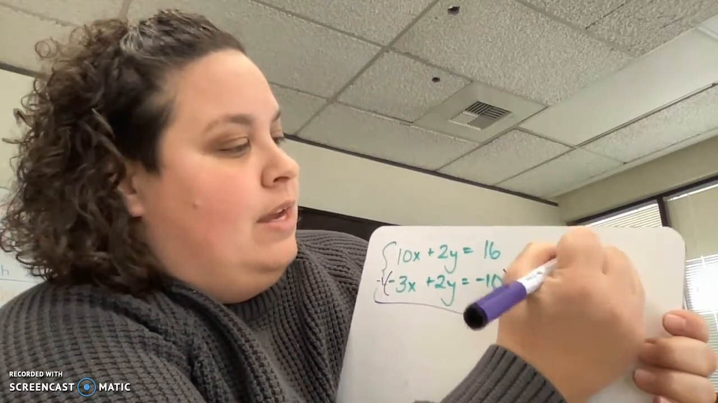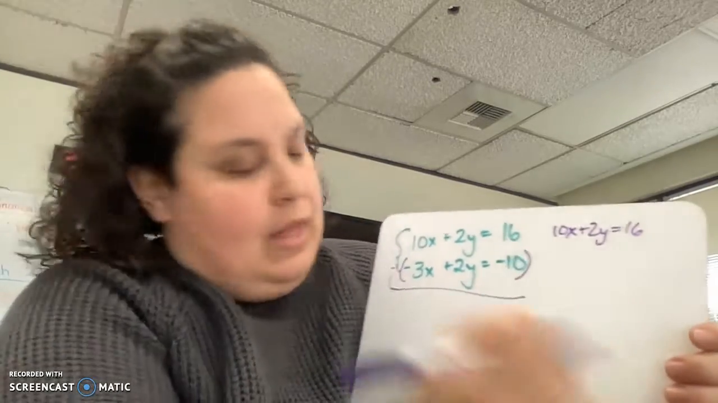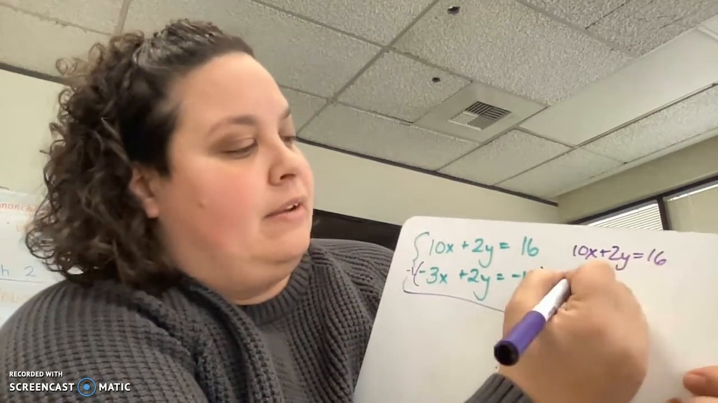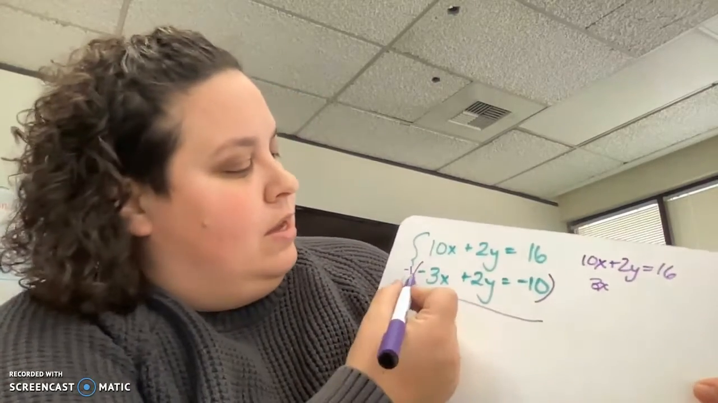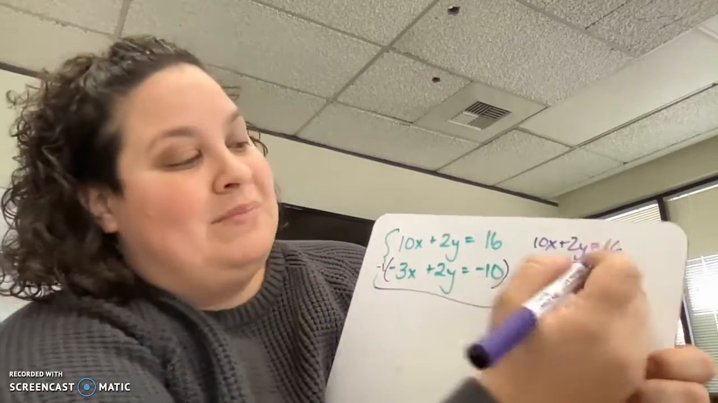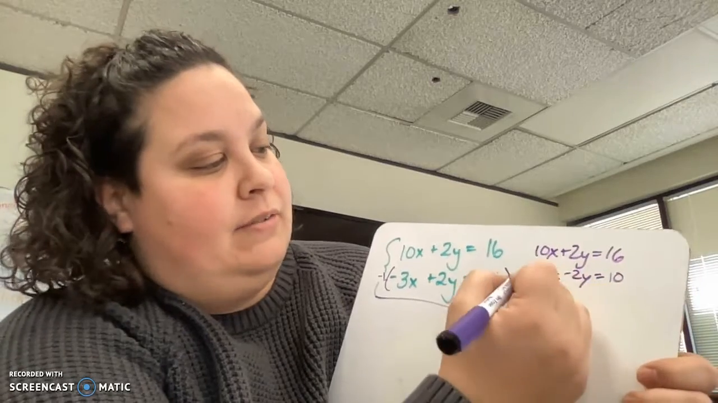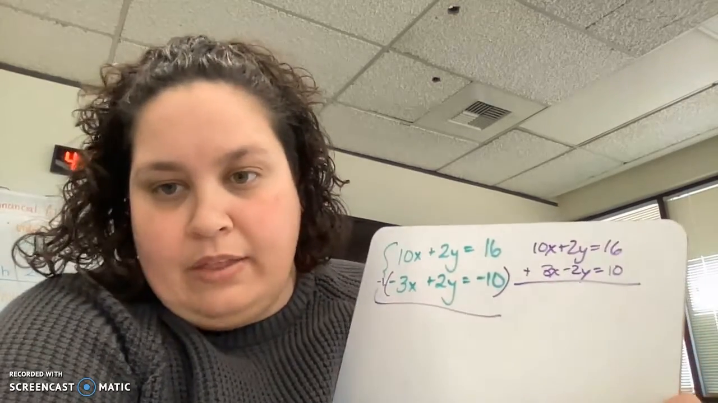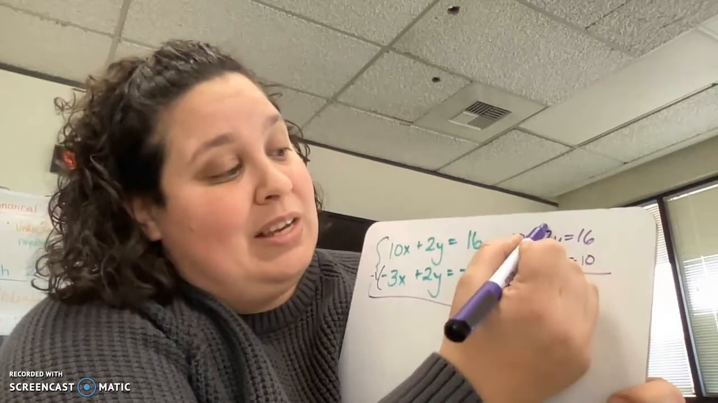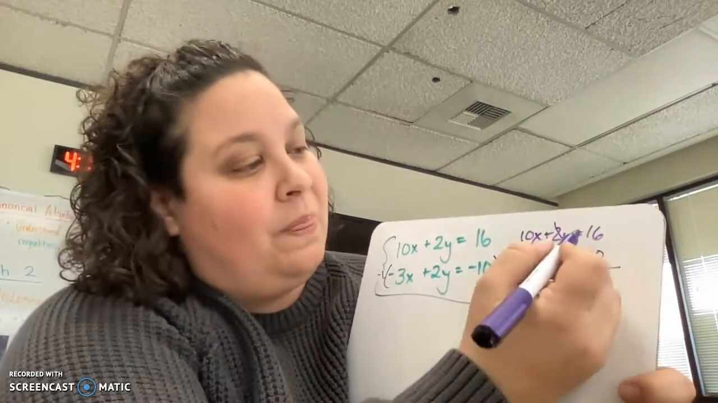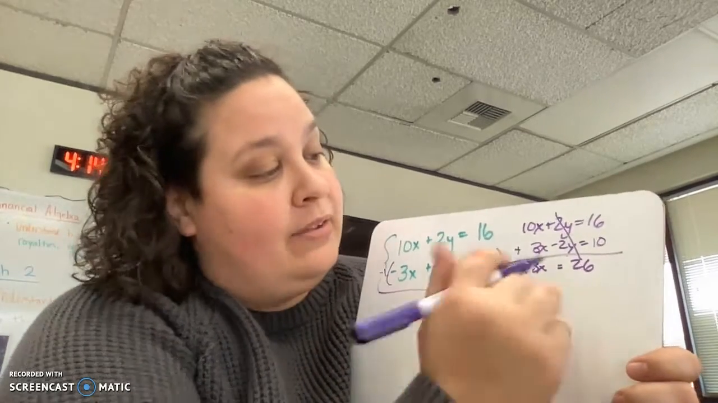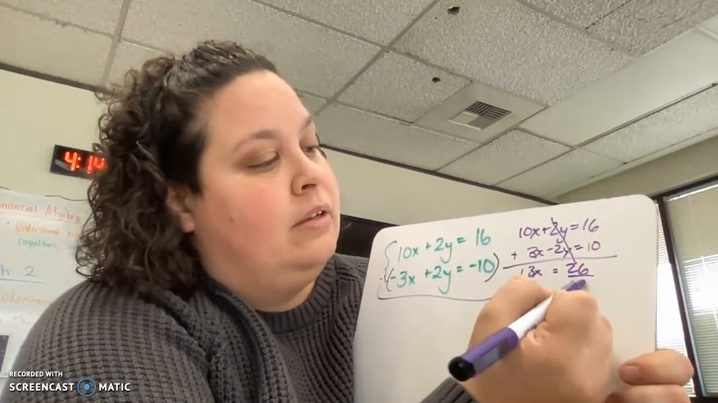10x plus 2y equals 16. And then I'm going to rewrite this one with multiplying by negative 1. So negative 1 times negative 3 is a positive 3. Negative 1 times 2 is a negative 2. And negative 1 times negative 10 is a positive 10. Now I'm going to add these together. 10 plus 3 is 13x. 2 plus a negative 2 is 0. 16 plus 10 is 26. Now I have something that I can just divide and solve.